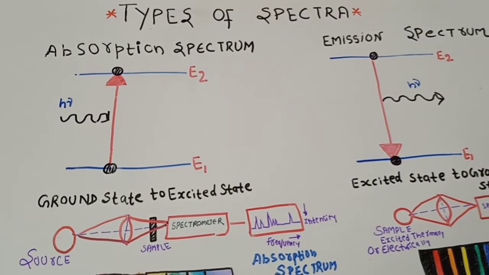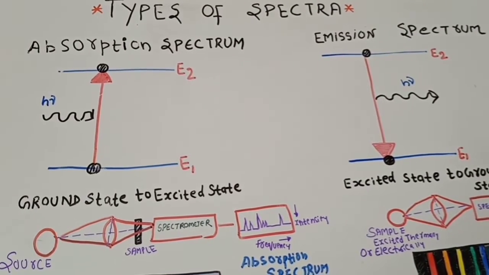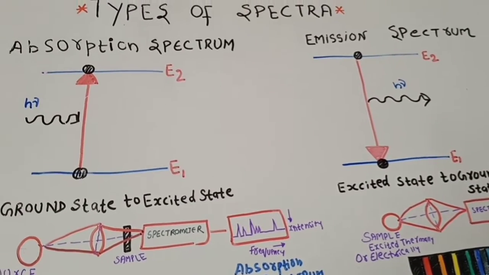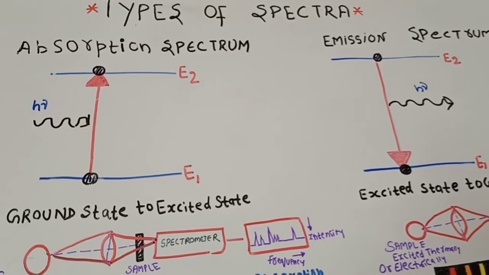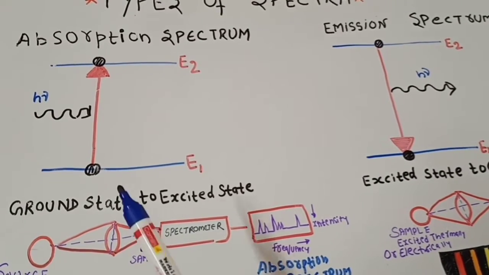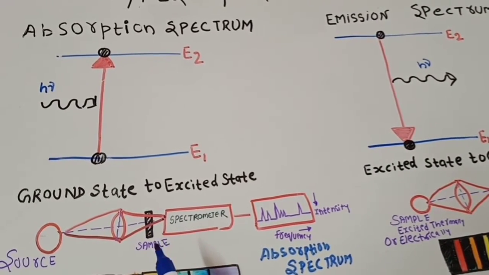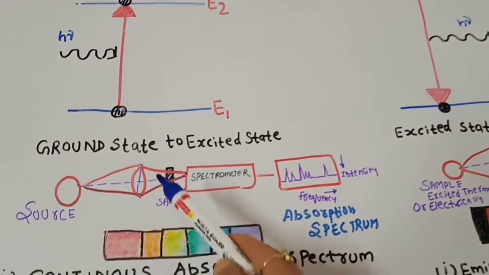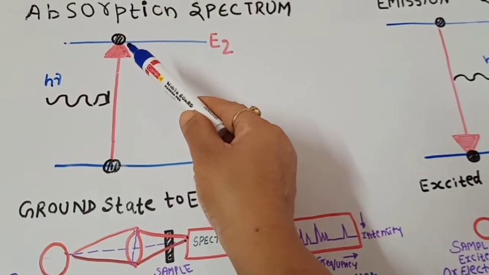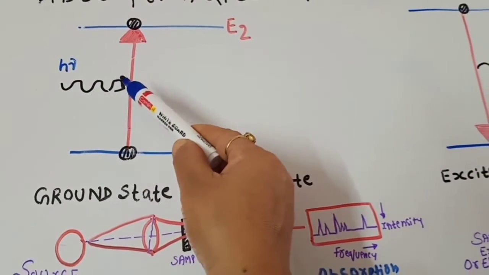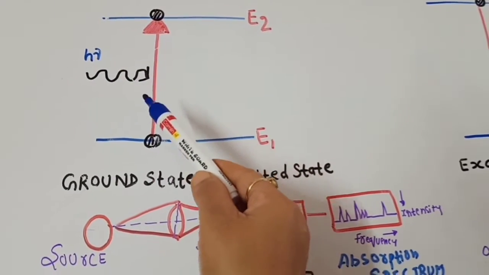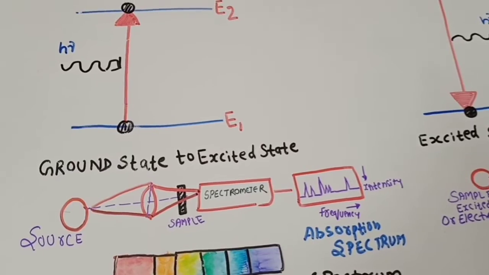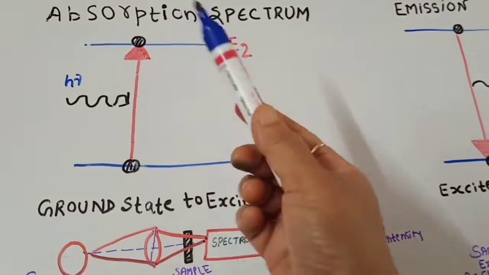Now let us see the types of spectra. We can broadly classify spectra into two categories: the absorption spectrum and the emission spectrum. When source light is passed through a sample, the atoms and molecules in the sample absorb these radiations of a particular wavelength or frequency, and jump from the ground state to the excited state.